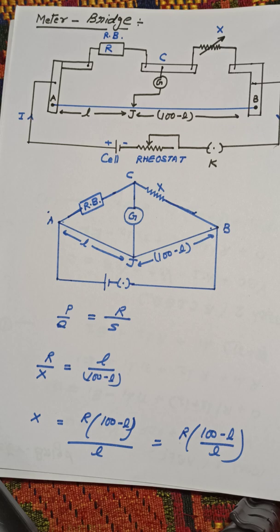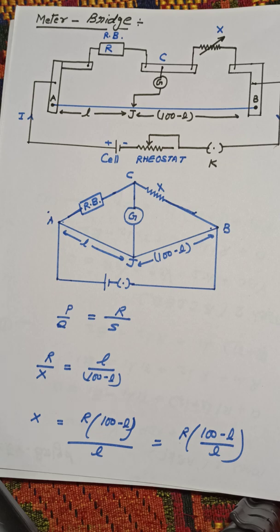Now when we move our jockey from A to B, what happens? The deflection needle of the galvanometer moves from right to left, and at some point, let it be J, the deflection in the galvanometer becomes 0. Then J is called the null point and the bridge is said to be balanced. If at a distance L, that is at point J, the galvanometer shows no deflection, then J will act as a null point. Then certainly BJ will be equal to 100 minus L.